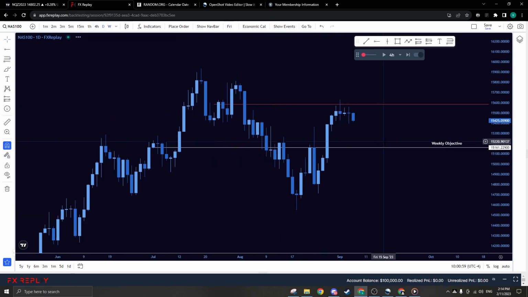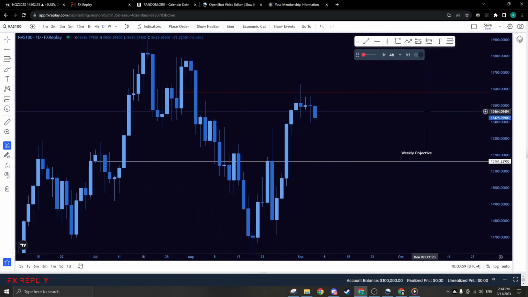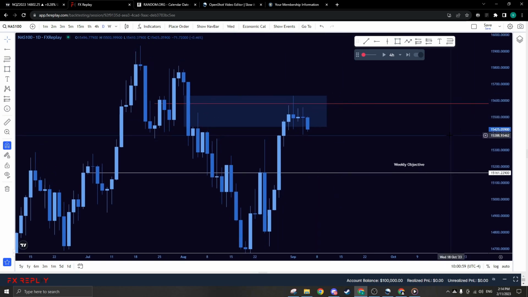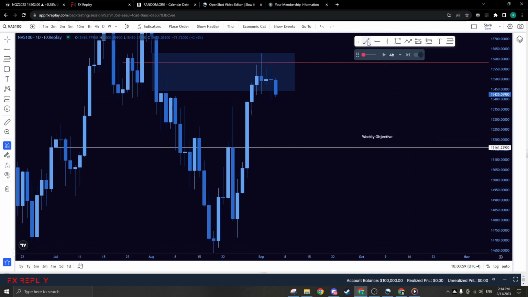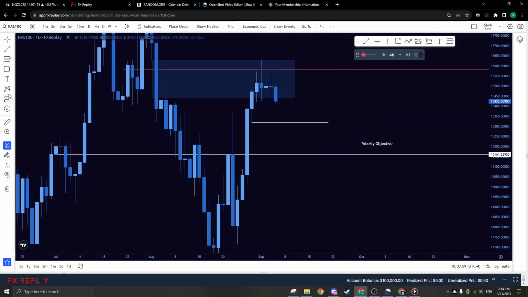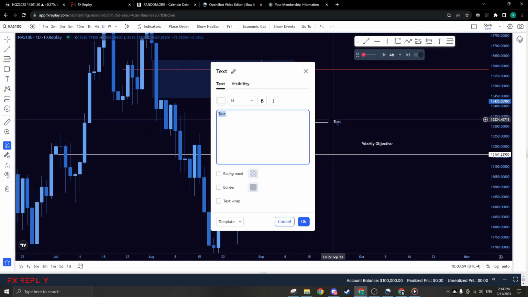Hopping onto the daily chart. What can we see here? We've got this CB over here being respected. So my draw would be to this inefficiency over here. So for daily bias, if you guys like that, this is going to be my long-term objective for the daily chart.